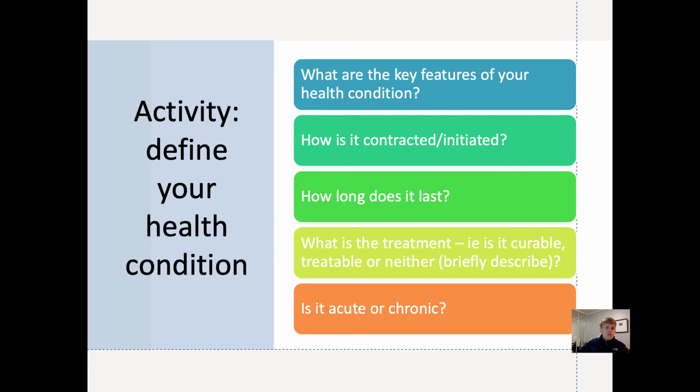So they are, what are the key features of your health condition? How is the health condition contracted or initiated? How long does it last? What is the treatment if there is a treatment? Is it an acute illness or a chronic illness? There will be a discussion post closer to the start of week 2 where you can post your answers. So I'll get you to post your answers on the relevant discussion board.